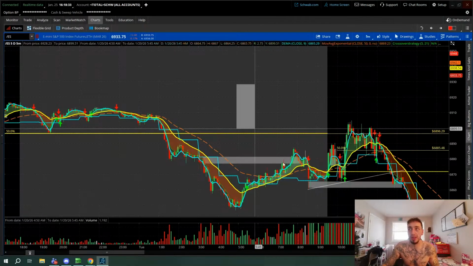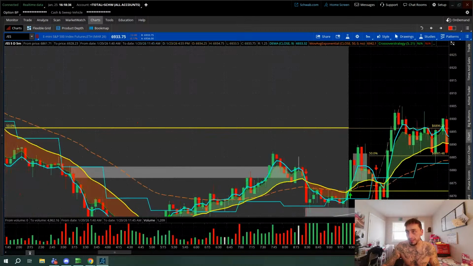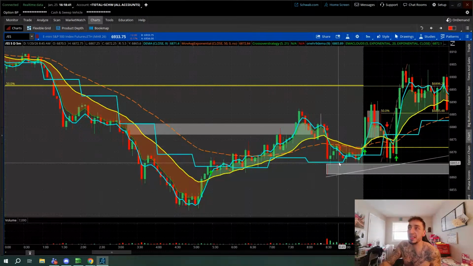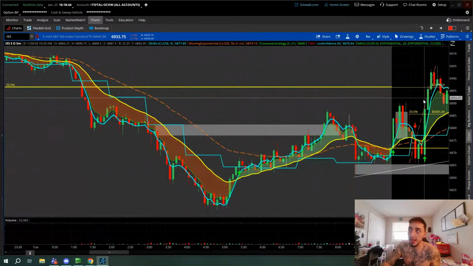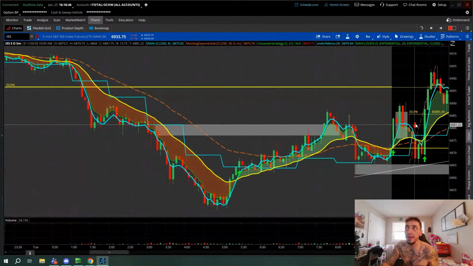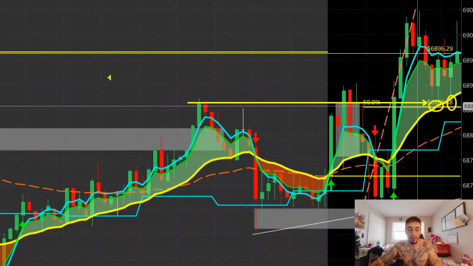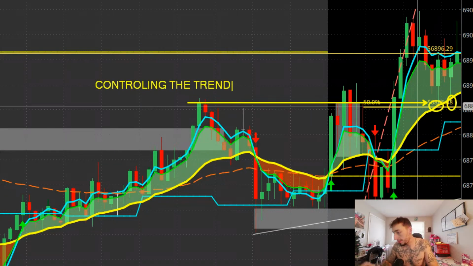Let's look at this move right here. On 1/20/2026, we got this crazy move to the upside. So I'm going to cut it in half. Look at what buyers do here. They come into the fib and we rally up. They come into the fib and into the 20 and we rally up. What are buyers doing here? They are controlling the trend.